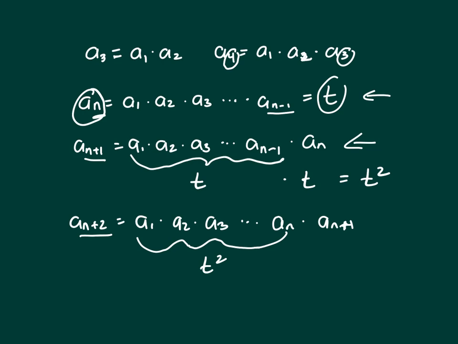And what is another name for a sub n plus 1? A sub n plus 1 is t squared. So t squared times t squared is t to the fourth. That's your answer.